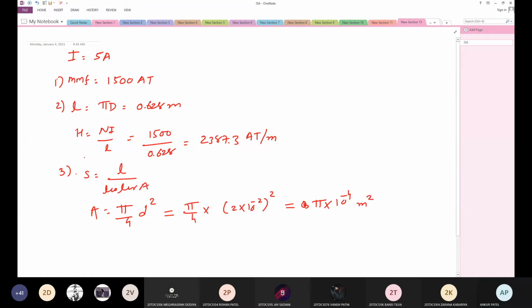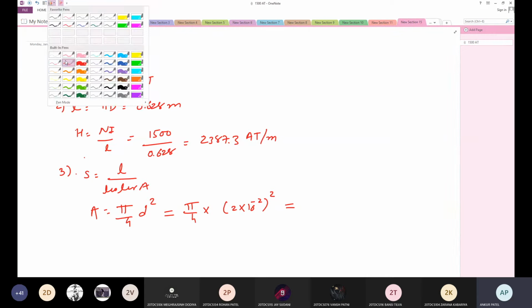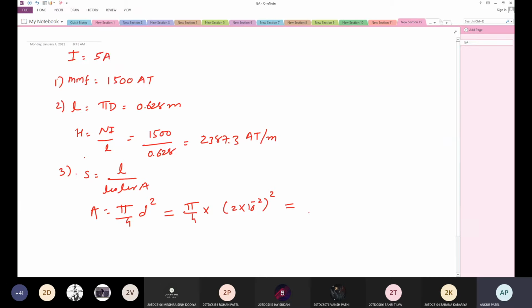Just a moment, I am erasing this. What are you getting for the answer? 0.000314. What is the unit for area? Meter square.